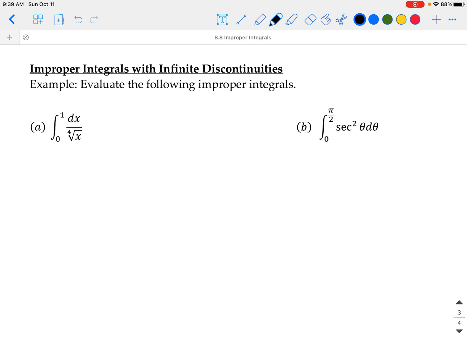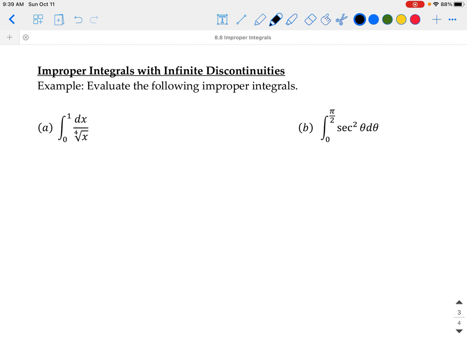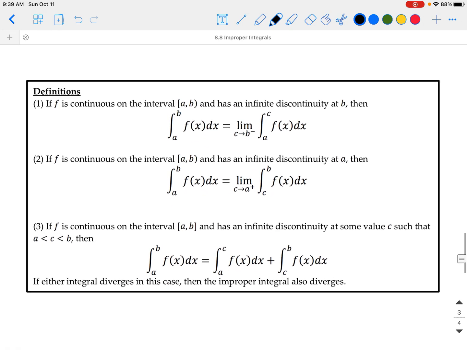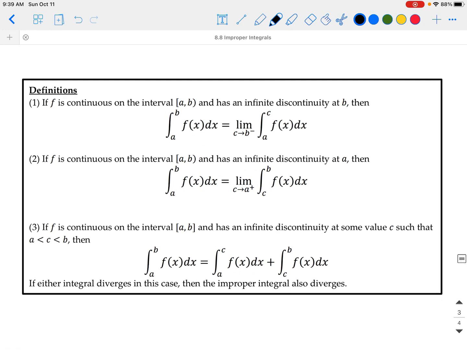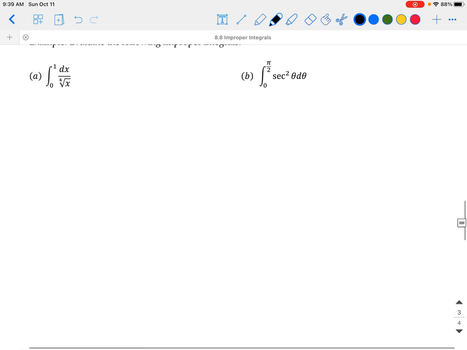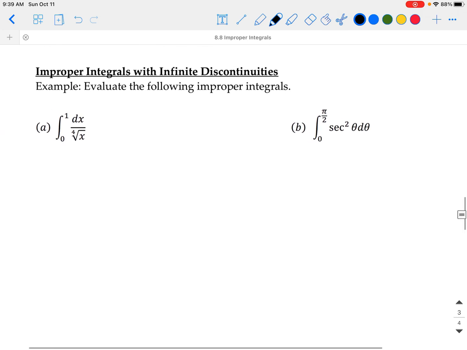And then for the secant squared theta, we're going to have a problem at pi over 2. So what we're going to want to do is take the directional limit instead of just the limit as we're approaching the value. We can see that the graph of 1 over the 4th root of x is going to look something like that. And so what we're going to have to do is take the limit as we approach 0 from the right. So let's go ahead and do that.